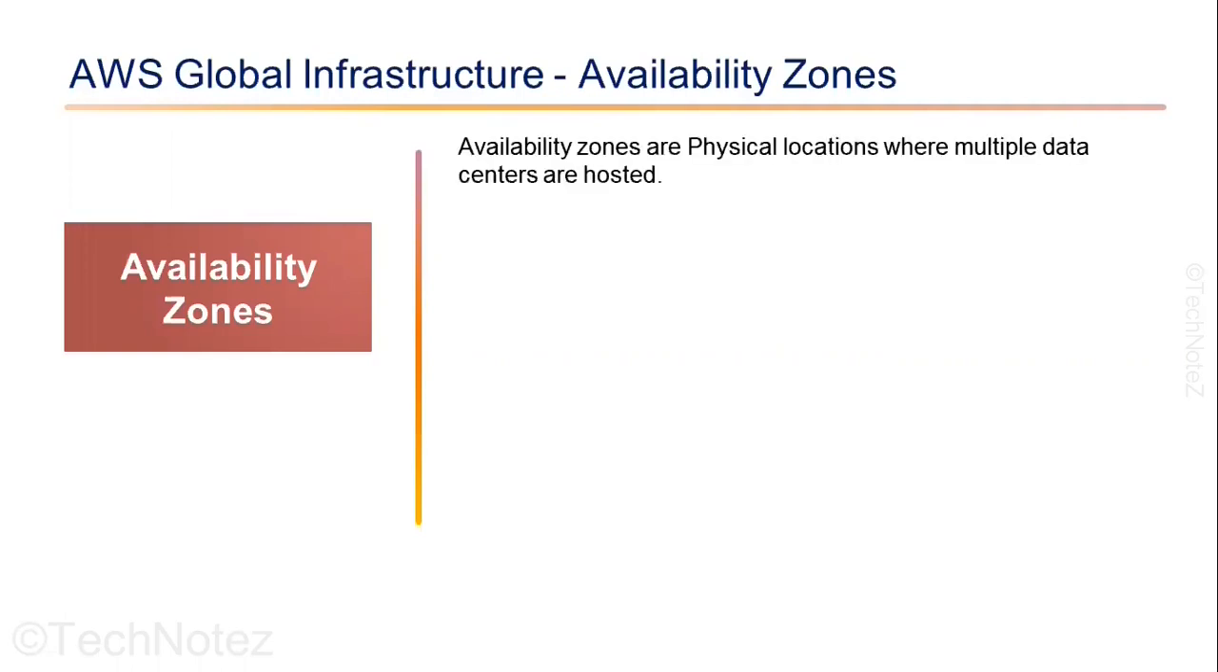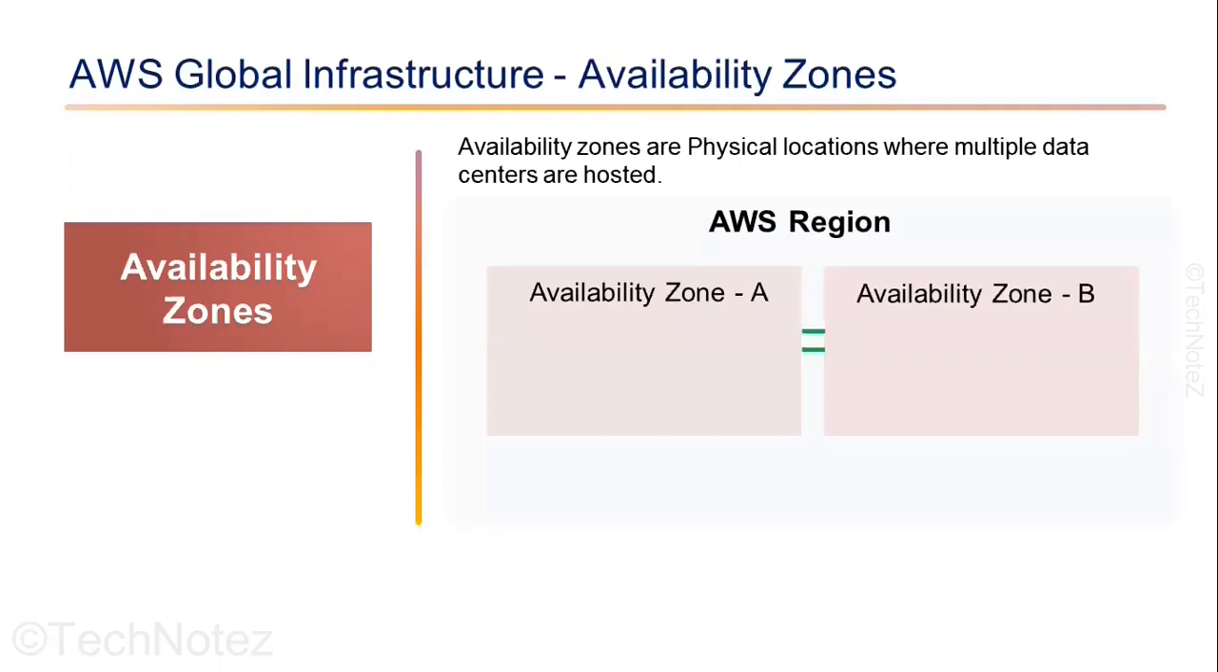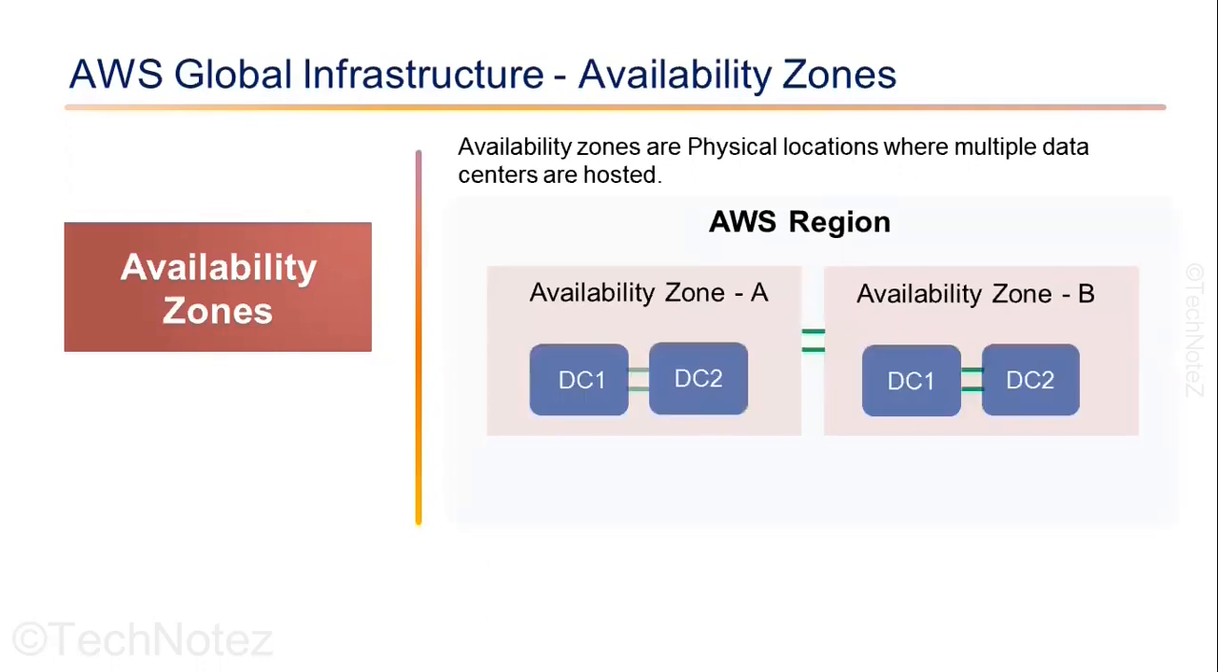Availability zones are physical locations where multiple data centers are hosted. An availability zone exists within an AWS region. There are multiple availability zones within a region which are connected to each other with a high speed and low latency network. So first, we have AWS regions. Within each AWS region, there are one or more availability zones, and each availability zone has one or more data centers connected to each other with high speed links.